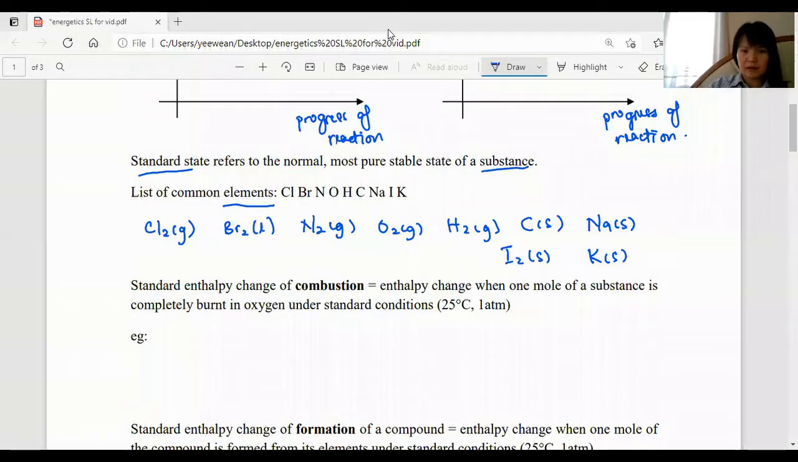Some of these occur naturally as diatomic molecules, and they're in gaseous states. And for carbon, it's graphite, so it's a solid, and metals are solid. I2 is also solid. Br2 is liquid.